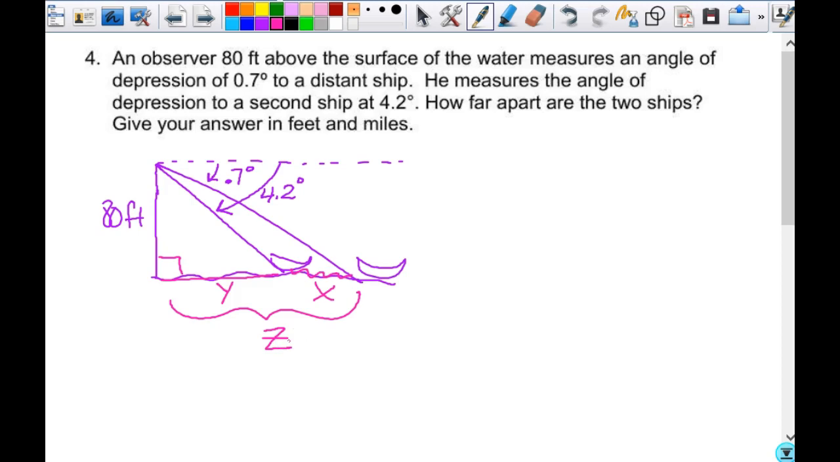Now I also need the angles to these triangles. So what's this angle right here? Anybody know? What's this one going to be? 4.2. This is the 4.2 angle. This is not to scale at all, so look at angles. And this is the angle here.